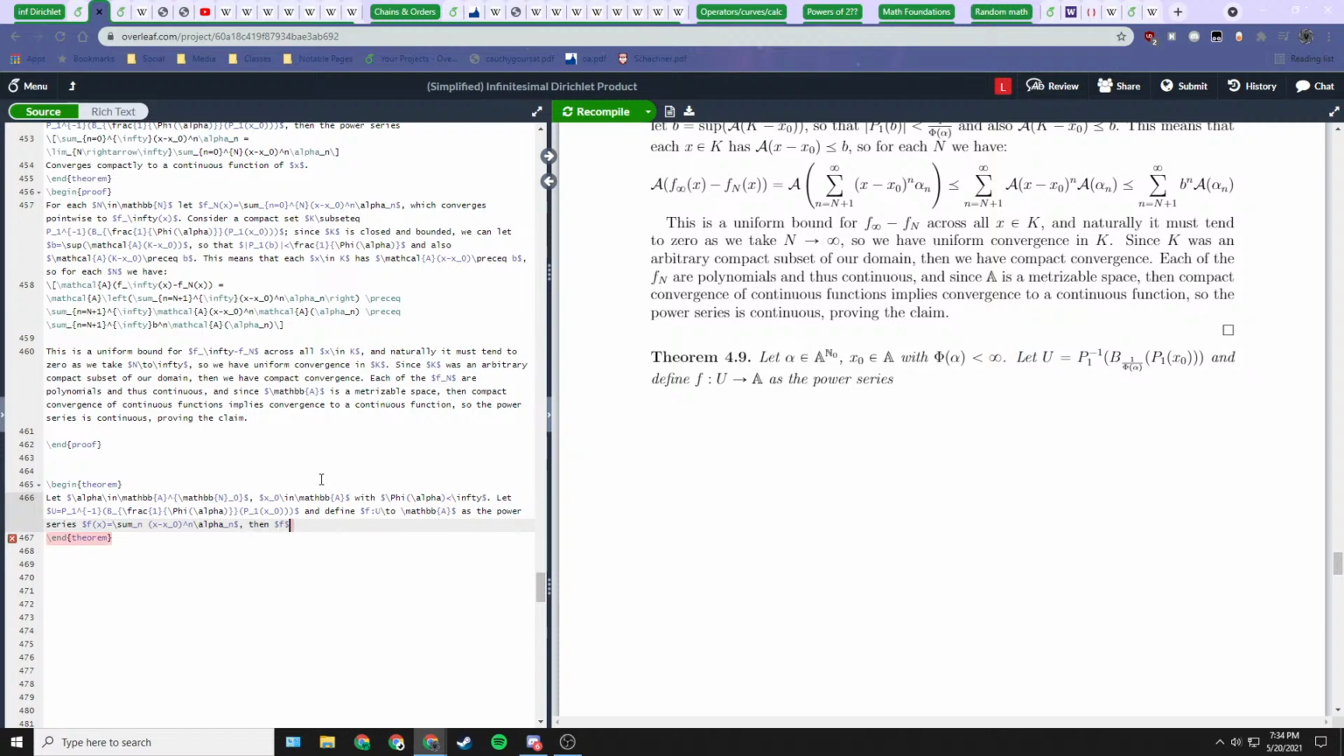Then f is differentiable, and f prime of x is the summation n equals 0 to infinity of n times x minus x0 to the power n minus 1, and actually we'll do the lower bound. Instead of n equals 0, we'll do n equals 1, and then we have our alpha sub n. So this is what we want to say.